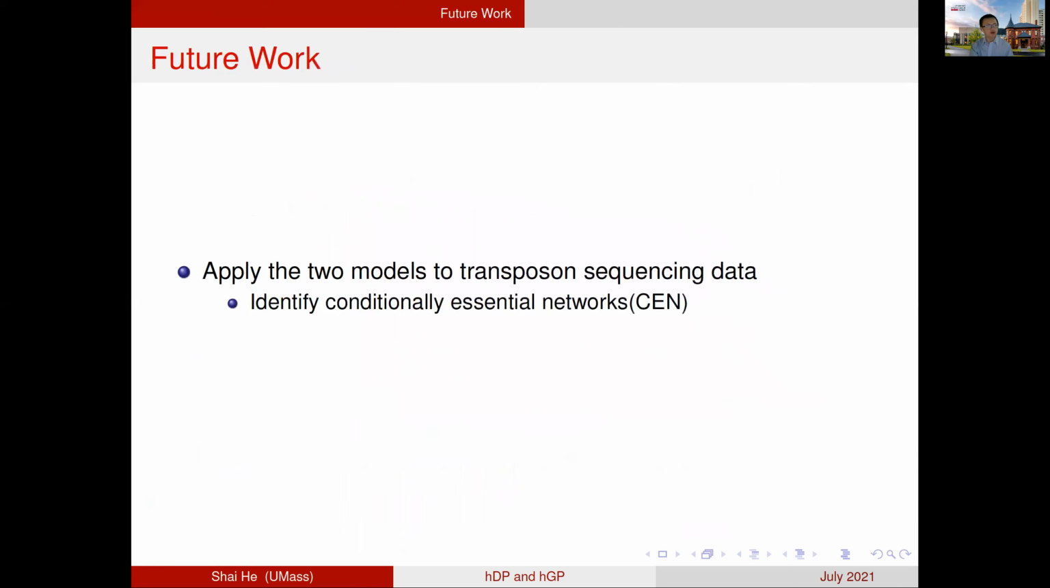For future work, we will apply the 2 models to transposon sequencing data to identify conditional essential gene networks. So that's all. Thank you.